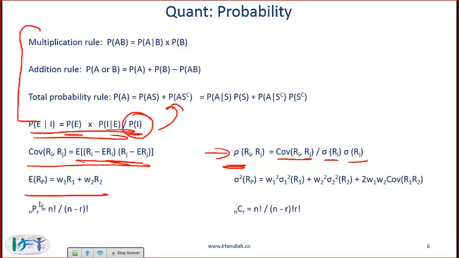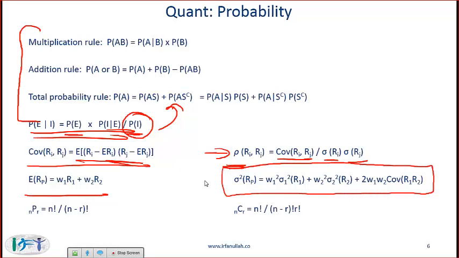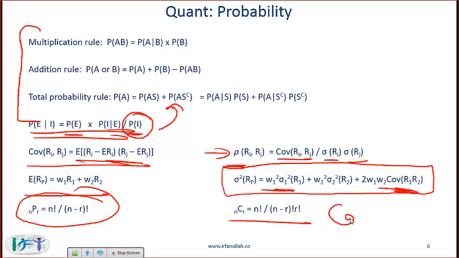This is the expected return of a 2-asset portfolio, which is simply the weighted average of the returns. And then this is the variance of a 2-asset portfolio, which you must know. It depends on the weightages, the standard deviations, and the covariance. Later in portfolio management, we'll see a formula that takes the covariance and replaces that with correlation. All right. This is your basic counting rule, nPr. So this is the permutations formula, this is the combinations formula, and for both these I want you to use the calculator.